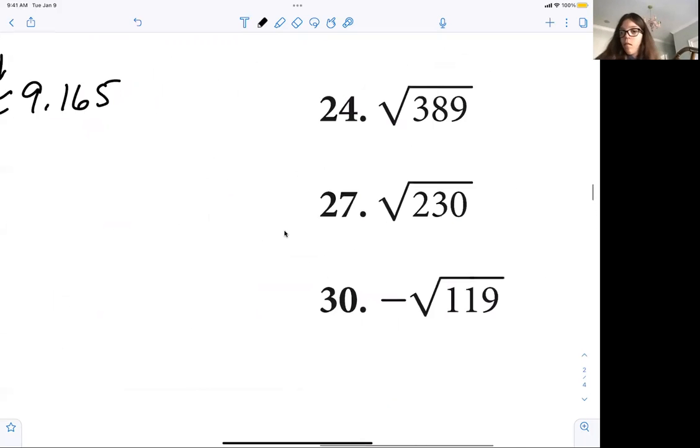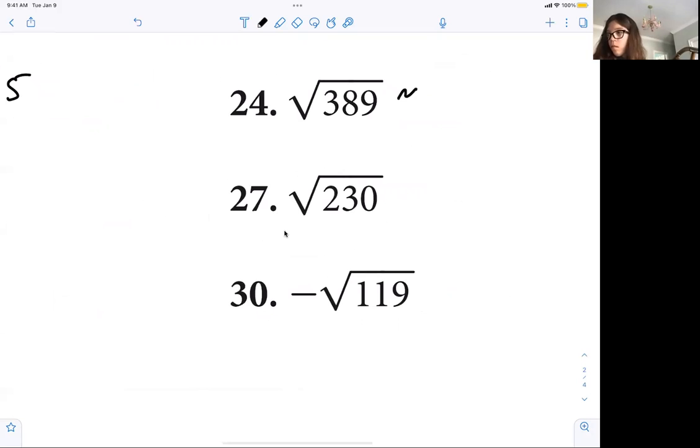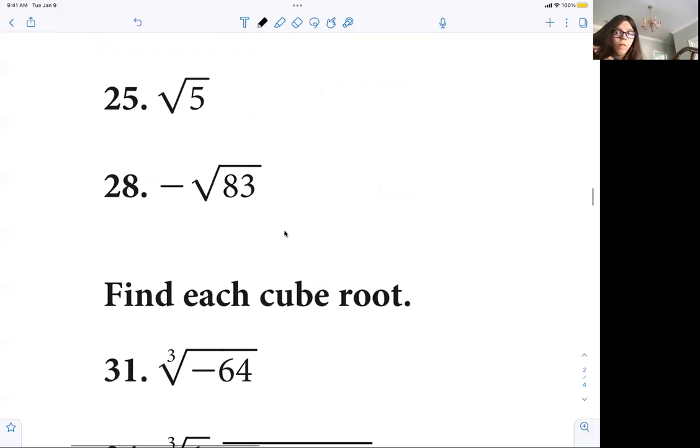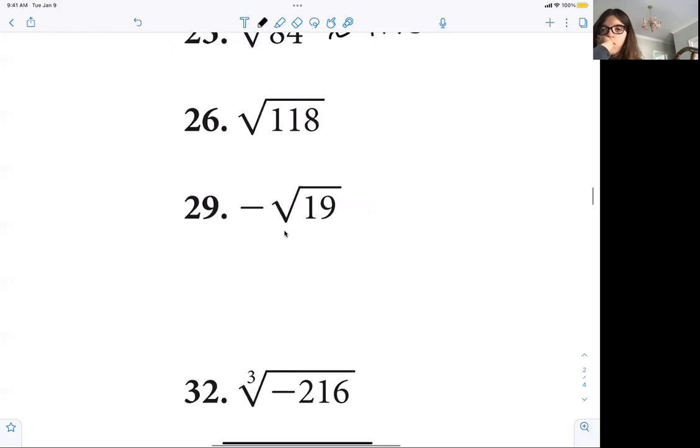All right. So now on 24, square root of 389 is approximately, what is it? Say it again. 19.723. Remember, we're rounding to 3 decimal places. All right. Here we go. 25. Square root of 5 is roughly. Anybody else get 2.236? All right, let's go. 26. Square root of 118.